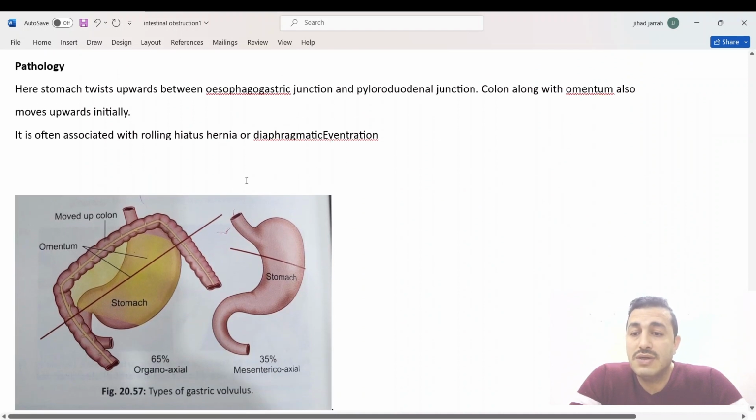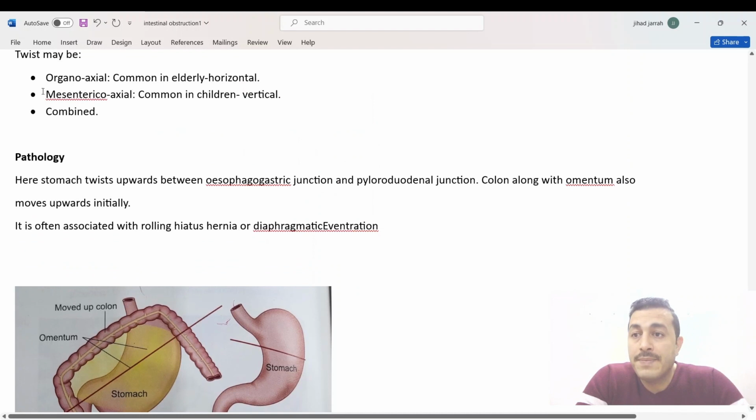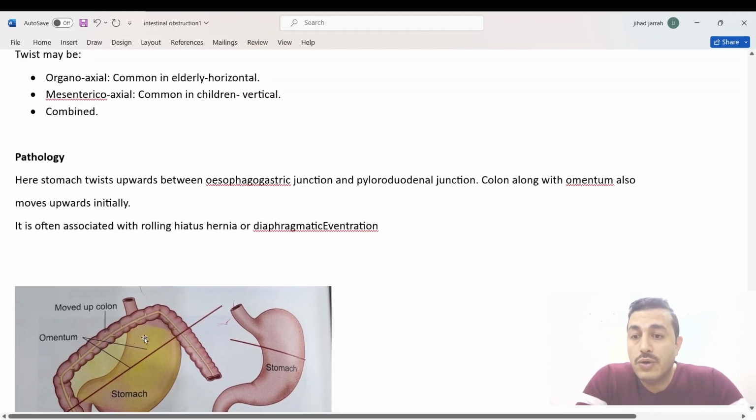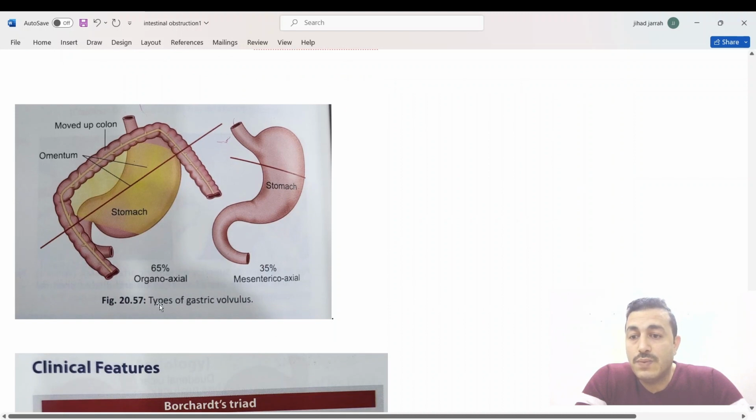Actually, you can see this picture. This is where volvulus can happen, either around this axis between the cardia and the pylorus, called organoaxial, where torsion will happen, or around this axis called the mesentericoaxial. Actually, this is more common. The organoaxial type is more common in the elderly, and the mesentericoaxial is more common in children. These are the two, the organoaxial and the mesentericoaxial.